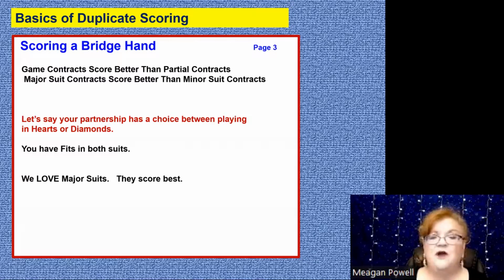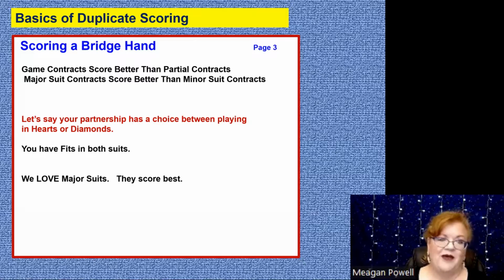First of all, game contracts score better than partial contracts. What's a partial contract? A partial game contract is when you did not bid all the way to 4 hearts or 4 spades or 3 no trump. You're someplace lower in a contract. You're in 2 hearts. You're in 1 no trump. So you didn't have enough points between the two of you to go all the way to game, or you might have had the points, but you just didn't do it. So a partial game contract is when you have a contract that's somewhere below a game level.